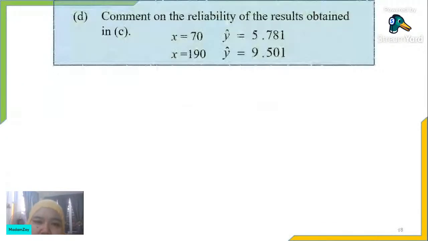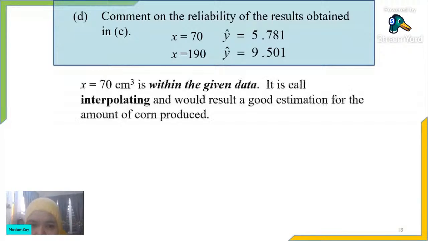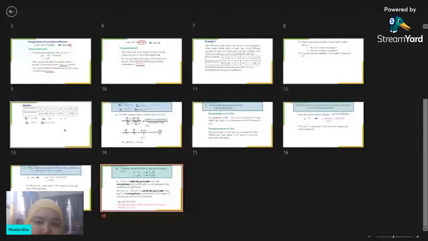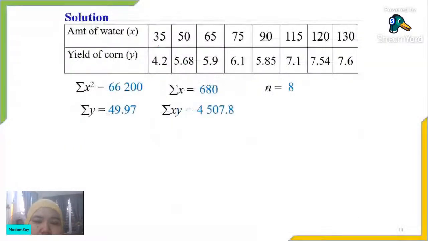But now for question D, comment on the reliability of the result obtained in C. So we have two values, for x equal to 70 and for x equal to 190. Are these two values reliable? For x equal to 70 cm cube, we can check our data given in the question. What is the range for x? The smallest value here is 35. The biggest one is 130. So this is the range we have for the amount of water.